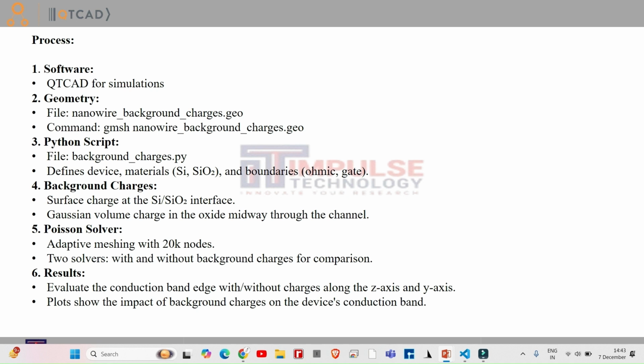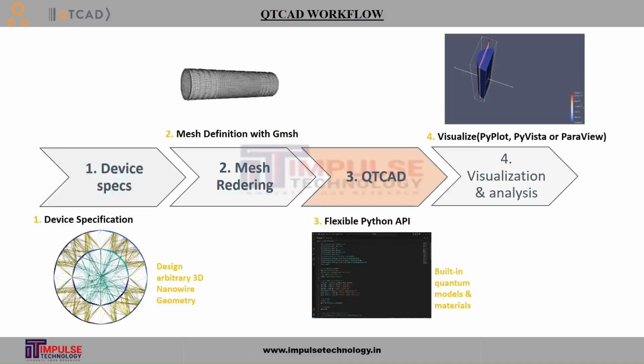After that, we use the Poisson solver with adaptive meshing with 20K nodes and solve with and without background charge for comparison. After that, we evaluate the result. In this section, you will learn about the QTCAD workflow. Let's break down the different stages and components.